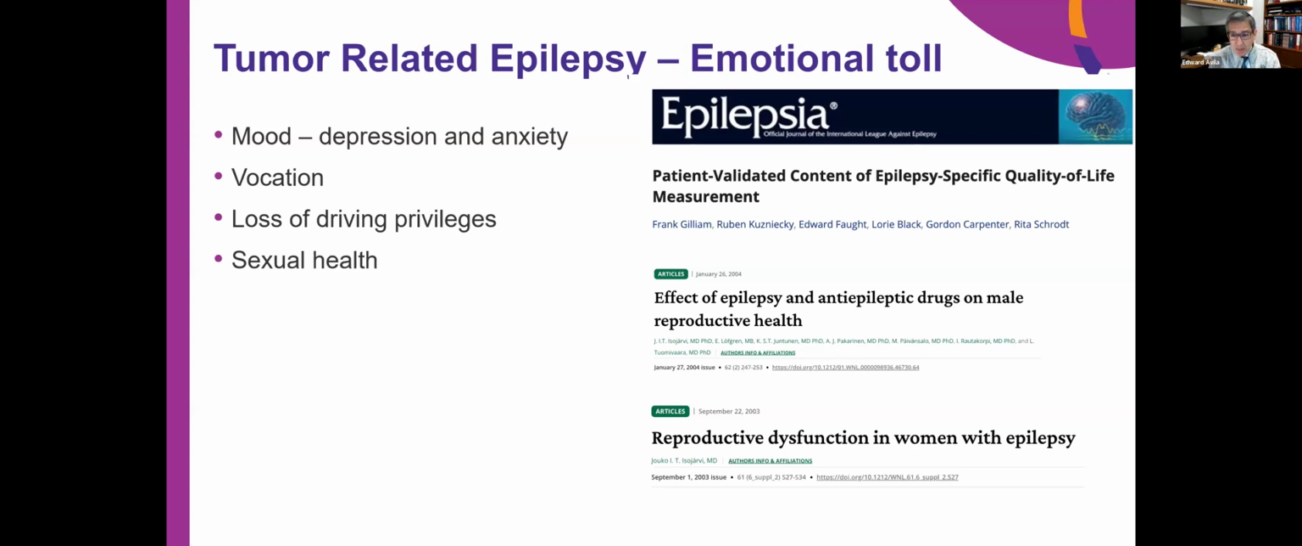Mood, not just the epilepsy, because epilepsy is an independent risk factor for depression and anxiety. Many of our anti-seizure medications can also cause some of these mood disturbances. So we really do take mood inventories when we see our patients. Vocation, if you drive to work and are in a remote area that you need to drive to work, this may affect your ability to work. It's a very big concern for anybody with a seizure. Sexual health, mood can affect this, but some of our anti-seizure medications can also affect sexual health in the form of being able to reproduce, conceive, as well as sexual dysfunction.